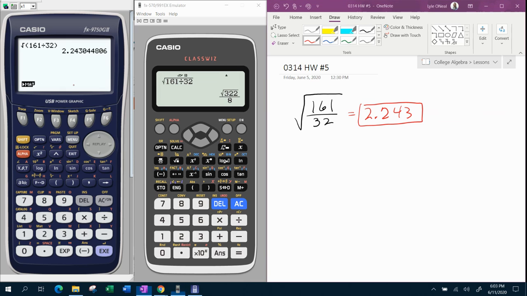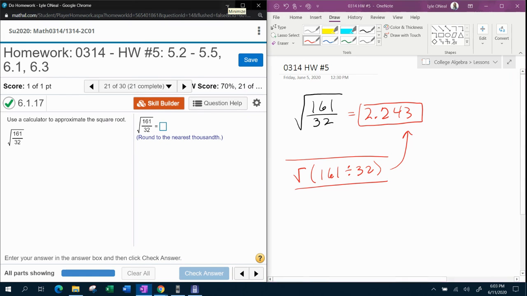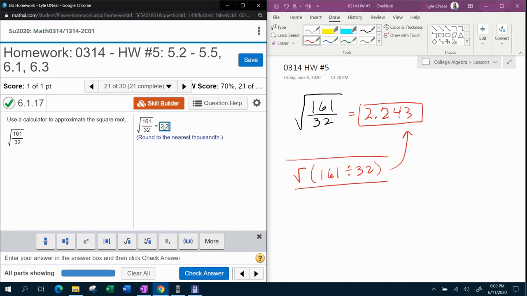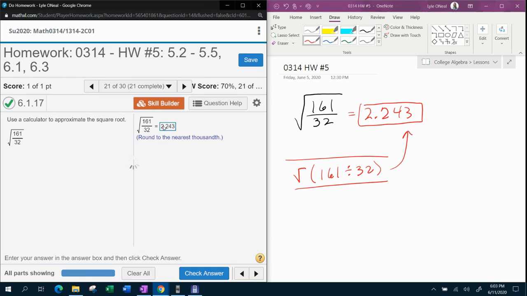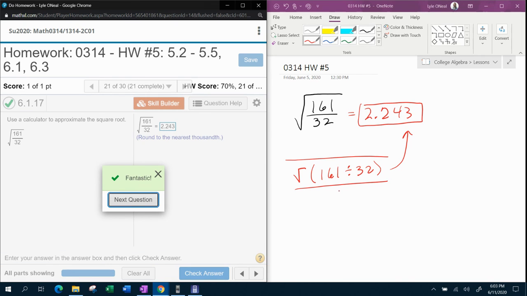And if I could just make a note over here, doing the square root, parenthesis, 161 divided by 32. That is going to work for most every model, scientific or graphing, in existence, okay? This particular input to calculate the decimal value. So that's how you can play it safe. Now let's check and see if all of this has been for naught. Let's see if I lied to you. 2.243. Bam.